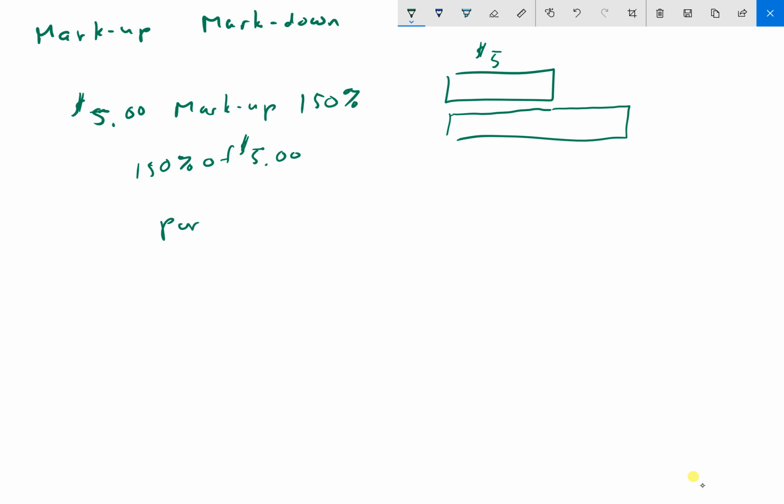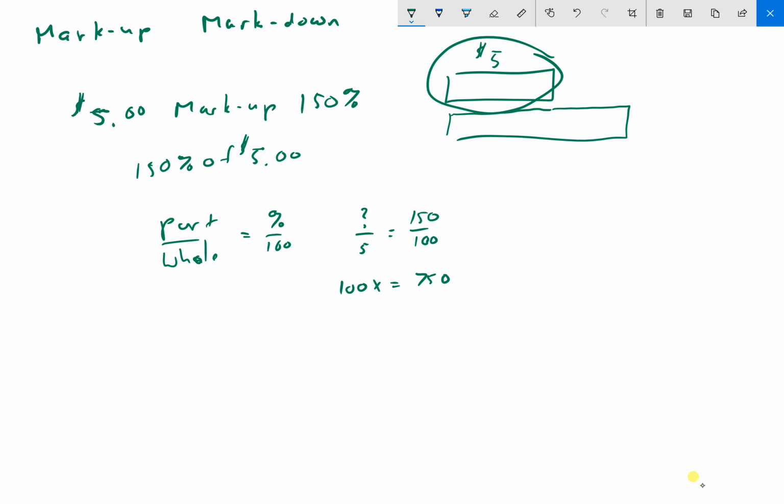Well, remember our part over whole equals percent over 100, our percent proportion. I'm going to say, well, I'm looking to find out what over $5 equals 150 over 100. Now, you might be saying, well, your part is going to be bigger than your whole, but that's true because our whole is only 5 and we're actually increasing it. So I'm going to get 100x equals 750.